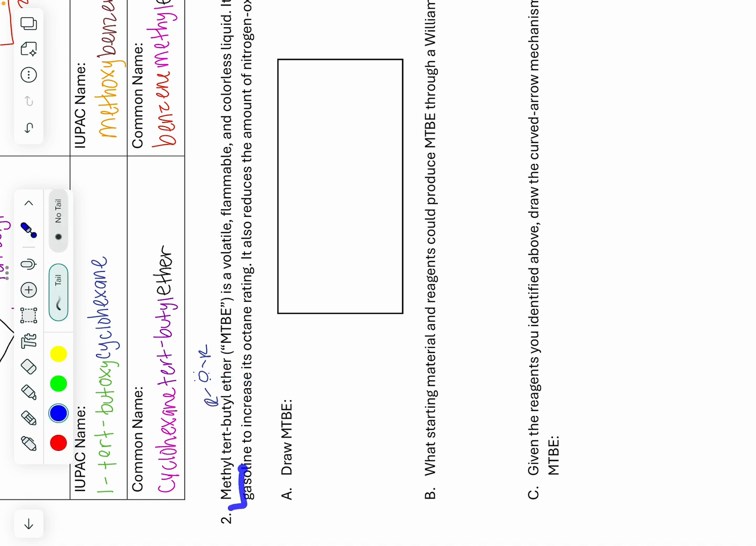And then on one side is a methyl group, which is simply just this. And the other side is a tert-butyl, which we've actually covered in that first example at the top. So when we create this molecule, it's going to look just like this. Methyl, and then we have that oxygen, and then we have the tert-butyl. And that's MTBE, methyl tert-butyl ether.